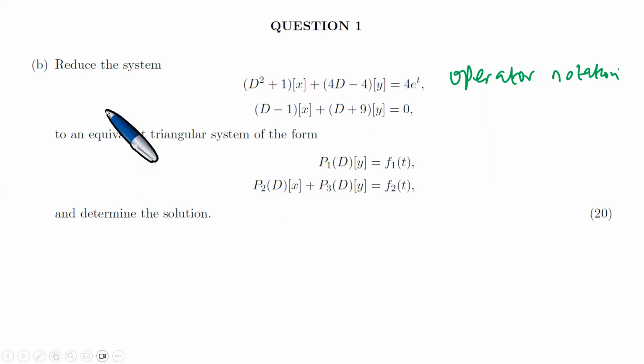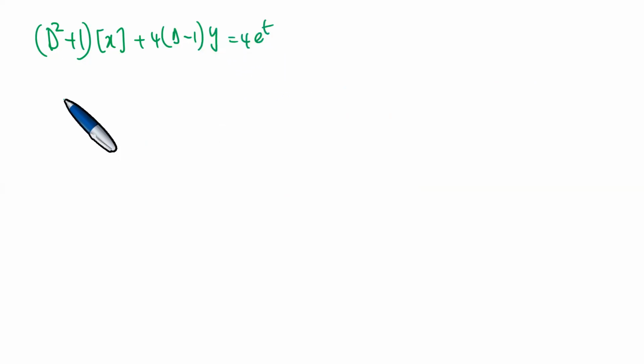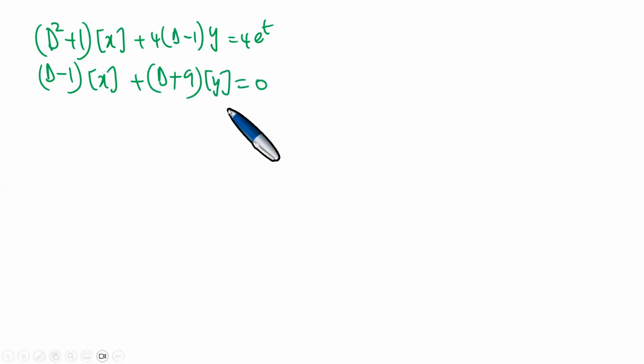start reducing it to a triangular system of the form that. So I'm going to write d squared plus 1 x, then plus 4 into d minus 1 y, 4 e to the t, d minus 1 x plus d plus 9 y, and this is equal to 0.